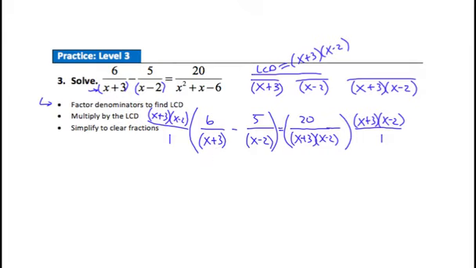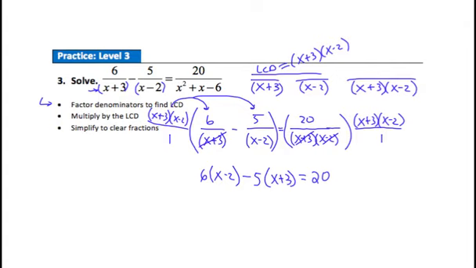Okay, let's go ahead and multiply now. When I distribute this to the first term, notice the x plus 3 is going to divide out entirely, and all I'm going to have left is 6 times x minus 2. Bring my minus sign along. When I distribute to the next term, my x minus 2 is going to drop out. So I'll have this minus 5 times all I have left to multiply by, this x plus 3. On the right side, the x plus 3 and the x minus 2 are going to divide out entirely. So all I'm left with on the right side is just 20.